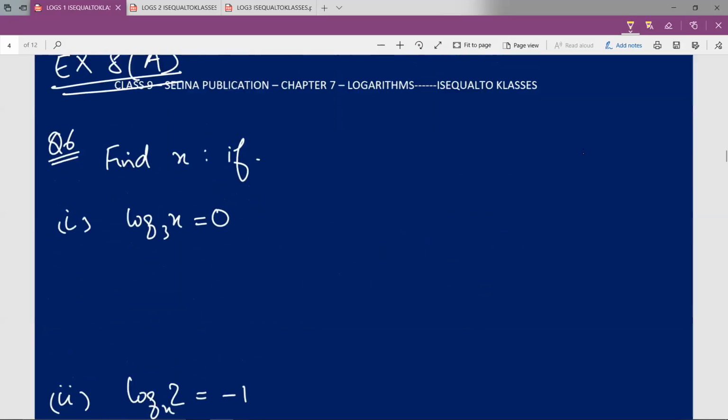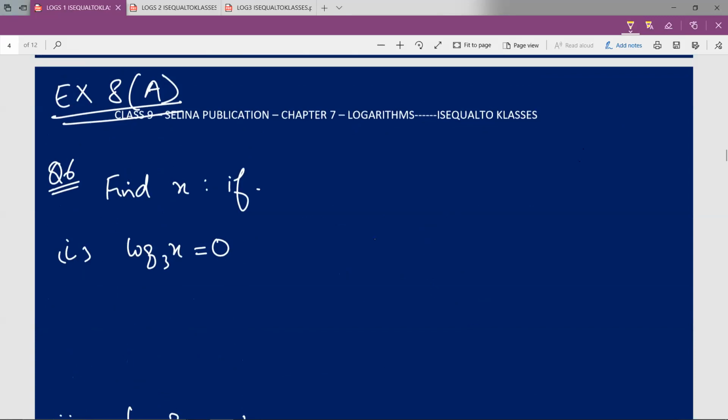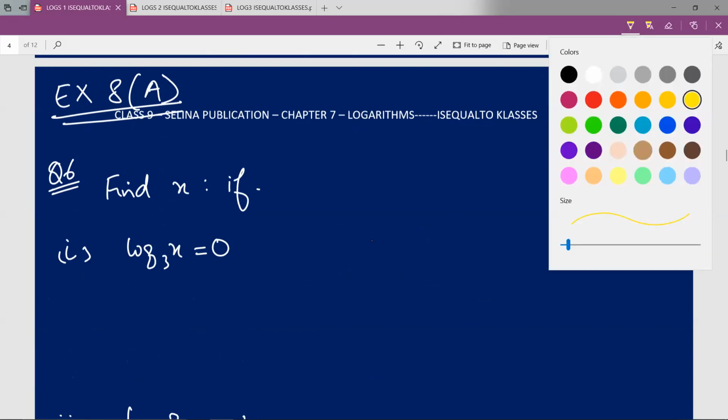I hope you understood that logic. Moving on to the 6th question. Now in the 6th question, there are around 6 subparts, so I'll be solving all of them. Now over here, I'll just change the color. So I'll go with blue.